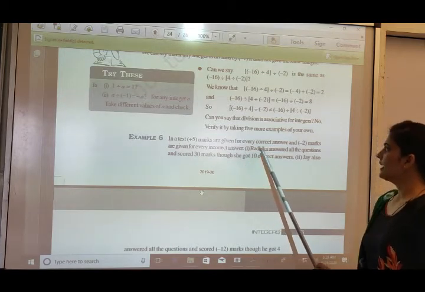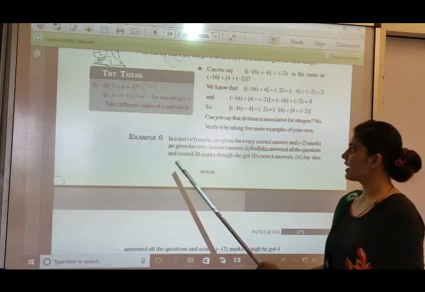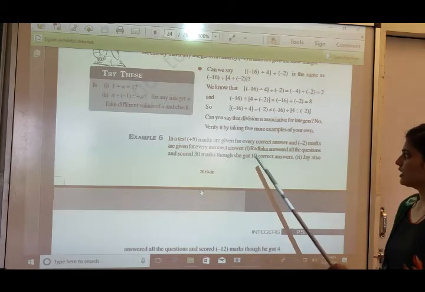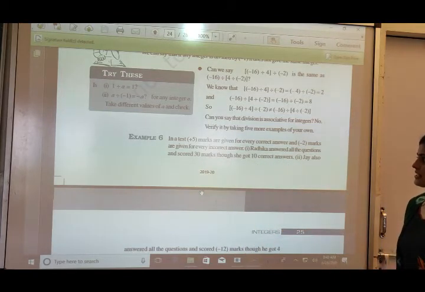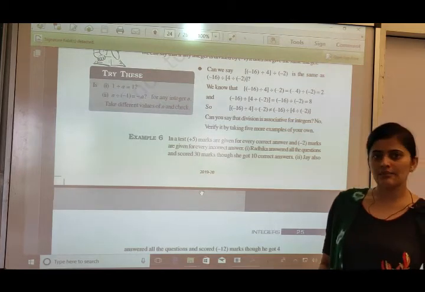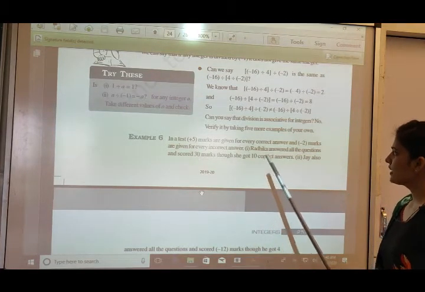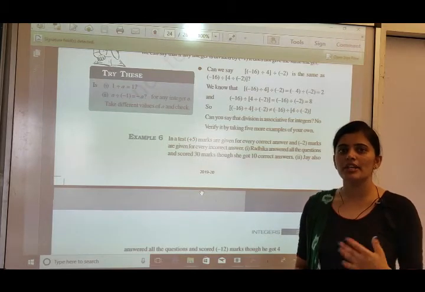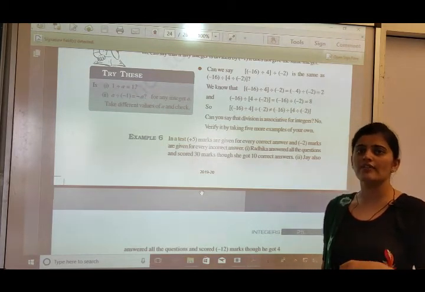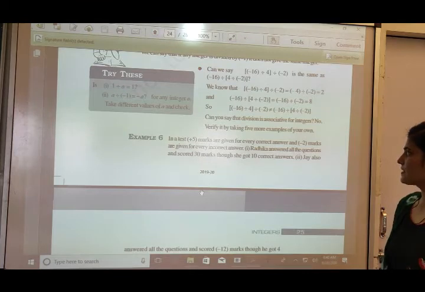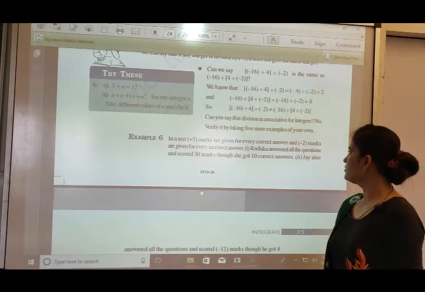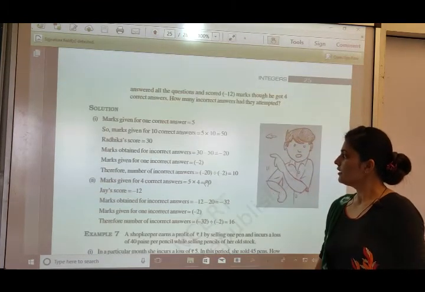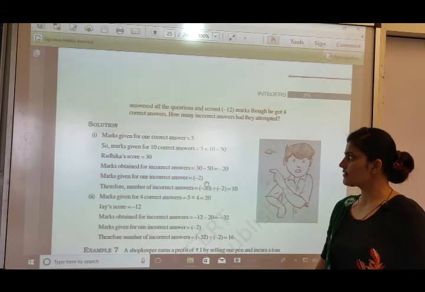First, we have to find: Radhika answered all the questions and scored 30 marks though she got 10 correct answers. Now, what is given? The total score is 30 marks and she got 10 correct answers. How many correct answers does she have? She gave 10 correct answers. So we have to find out the number of incorrect answers.